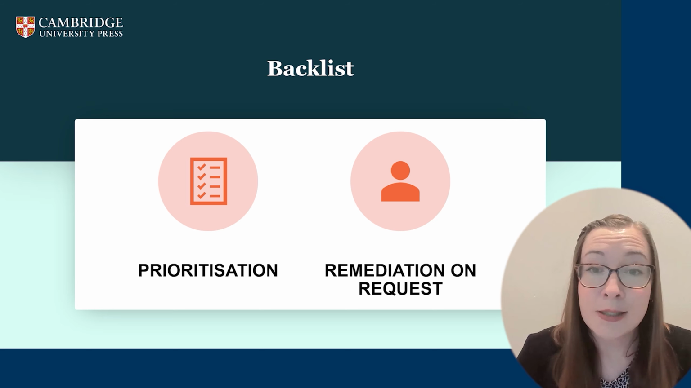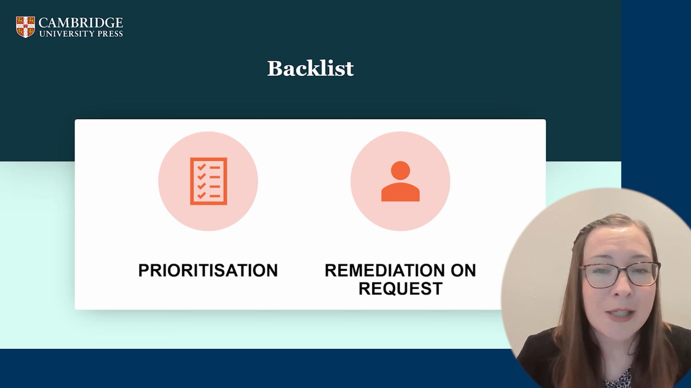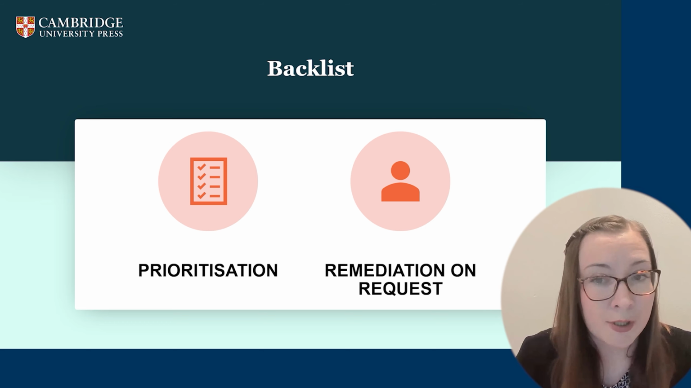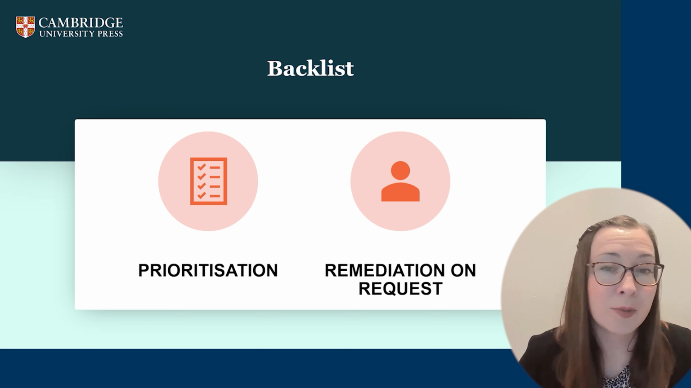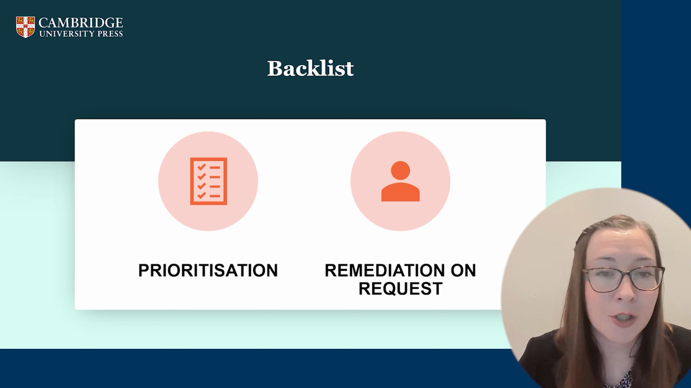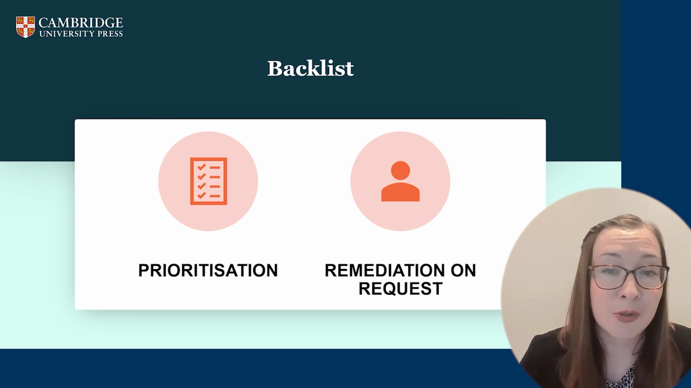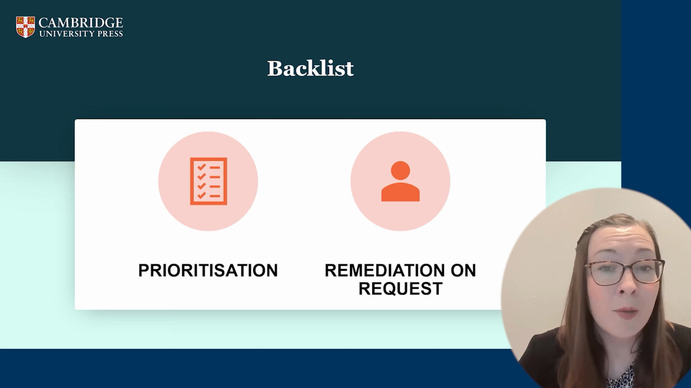And knowing that remediating the backlist will not be a quick process, you'll also need to have an effective remediation on request process, where a customer can contact you as a publisher to request an accessible version of one of your titles in your backlist. You then turn it around in a reasonable time frame. What that turnaround time is is up to you, but obviously you want it to be as quick as possible.